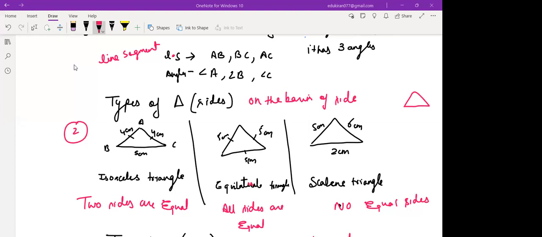Ma'am, up at number 2, what is the heading on the different types of triangle? This is types of triangles on the basis of sides. On the basis of sides, yes. Okay, thank you, ma'am.